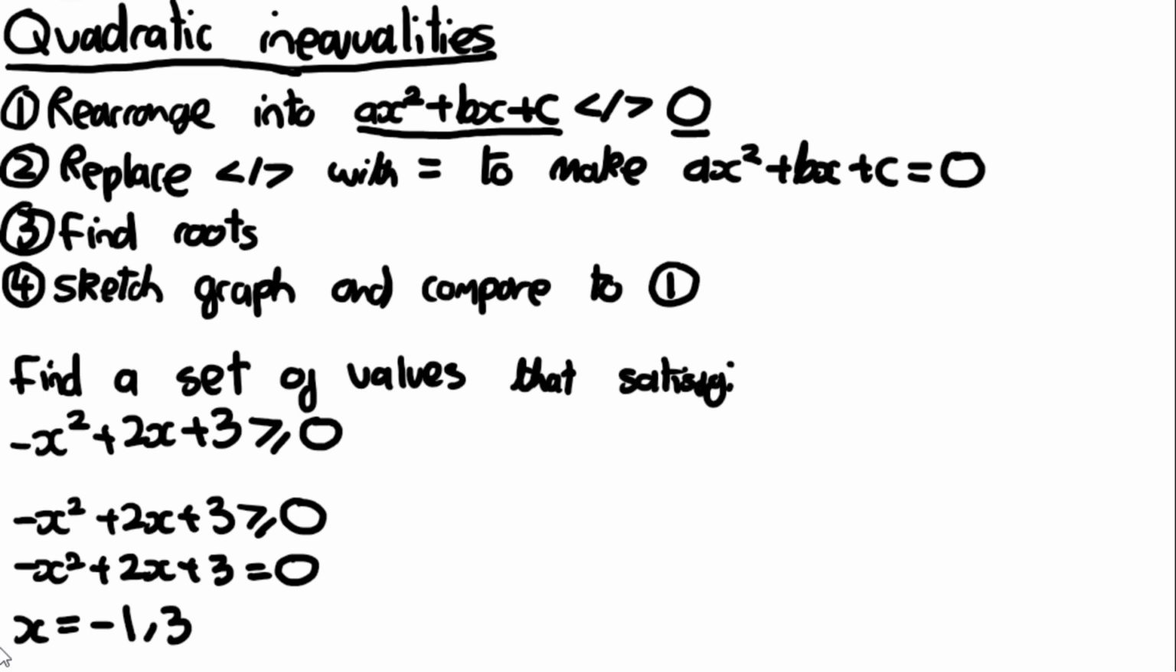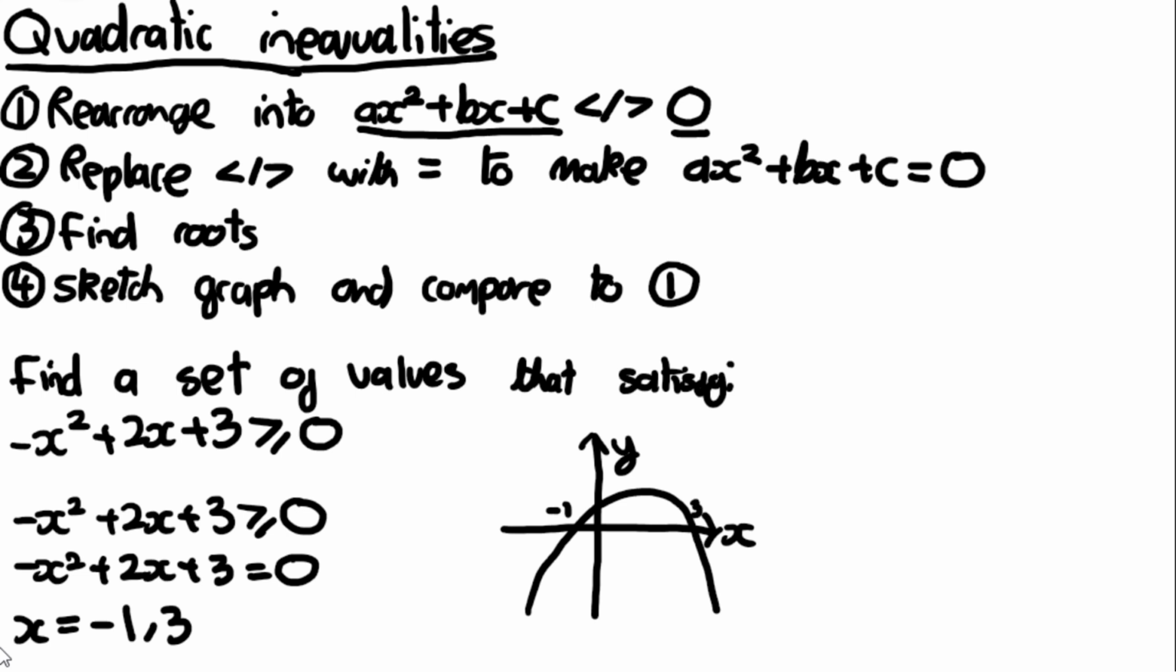Then the fourth step is to sketch the graph again. So knowing the roots are minus 1 and 3, remember that this is going to be a negative parabola this time because the coefficient of x squared is a negative number. We're going to find that the quadratic is probably going to look something like this here, where this here is minus 1 and this here is 3.